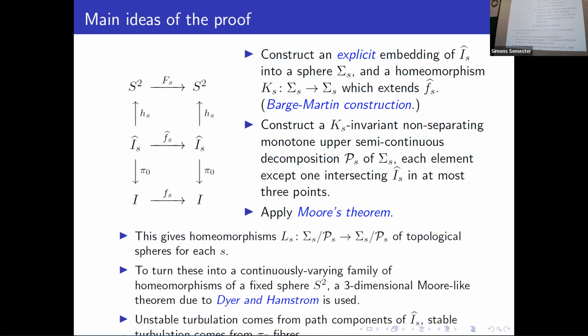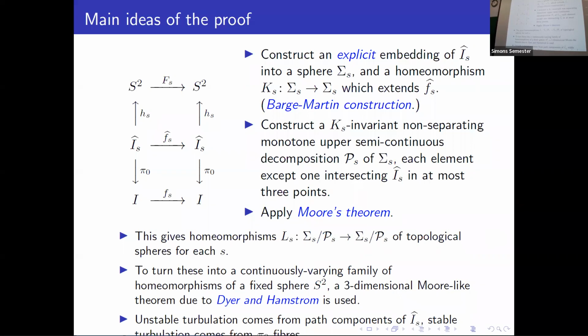So what that gives you is a bunch of homeomorphisms of topological spheres. I've taken these spheres sigma s that I've embedded into, those are abstract spheres. They're different for every parameter s. I've constructed different decompositions for each one, and I've factored out by those decompositions. I've got these homeomorphisms ks, which are all on different spaces here. The decompositions are ks invariant, and so they induce homeomorphisms ls between these topological spheres. But these are abstract topological spheres, and a priori there's no connection between them at all.